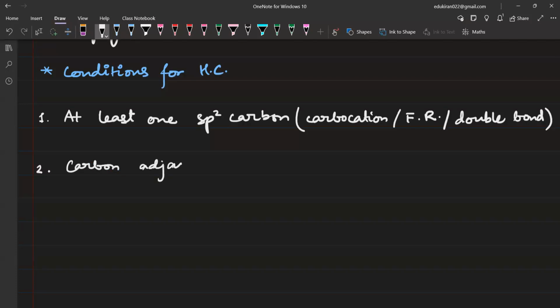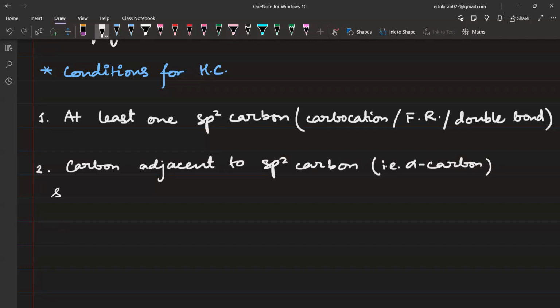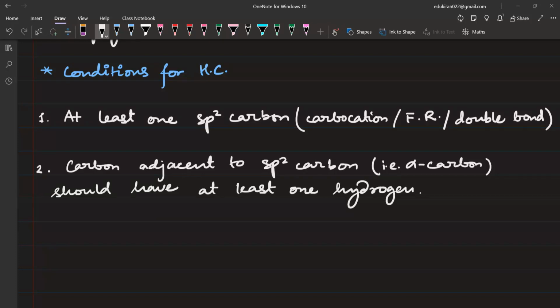carbon adjacent to sp2 carbon, that is alpha carbon, should have at least one hydrogen. At least one hydrogen. Write this down.